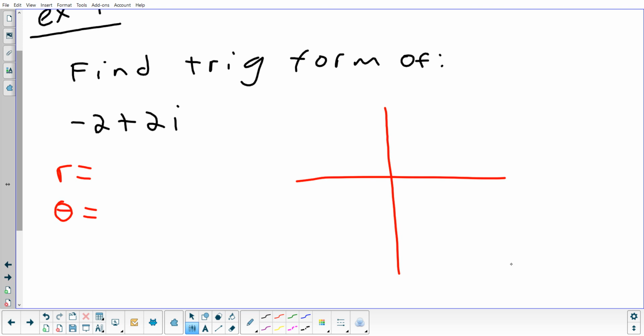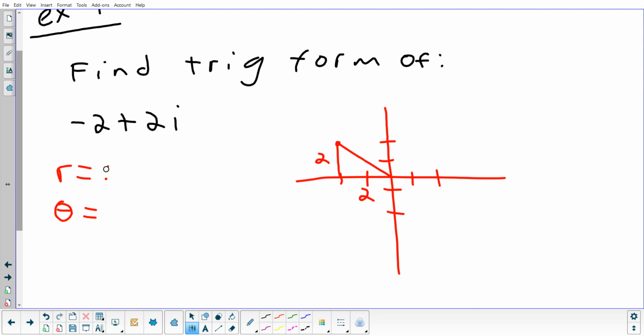Okay, let's start by just making a quick sketch so you know what quadrant you're in, because that's going to affect how you find theta, and it might help you visualize how to find r. So, can someone tell me how you are going to graph the point -2, 2? Where is it going to be? John? Left 2, up 2. So there's your point. There's your radius.